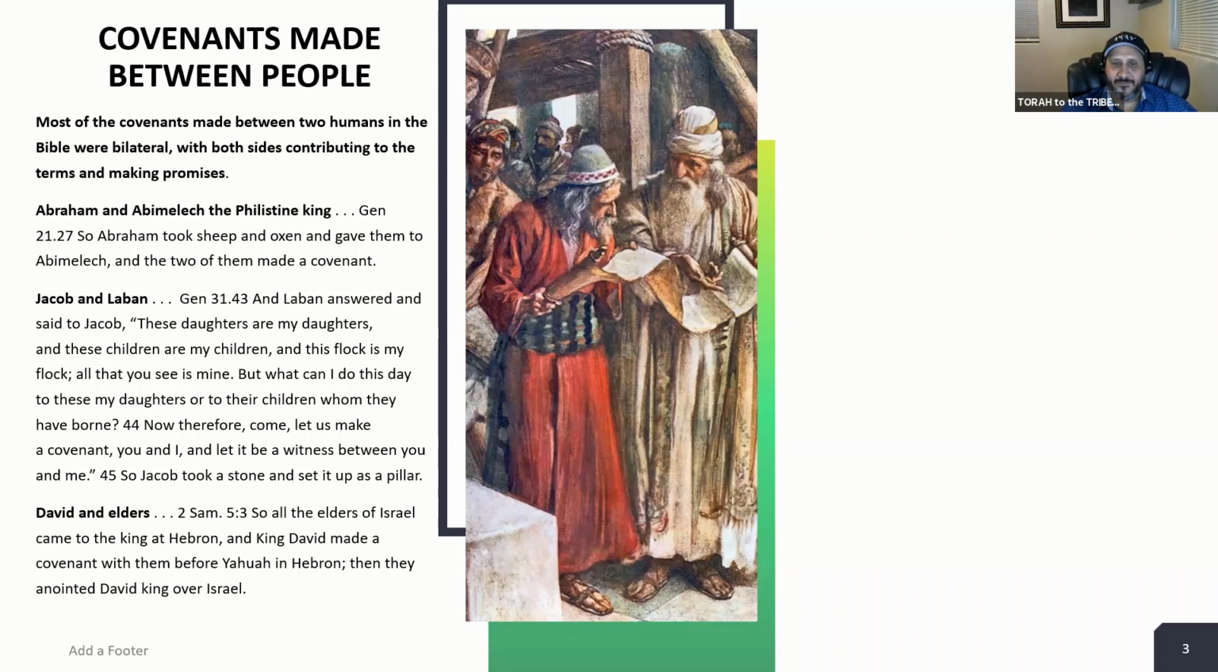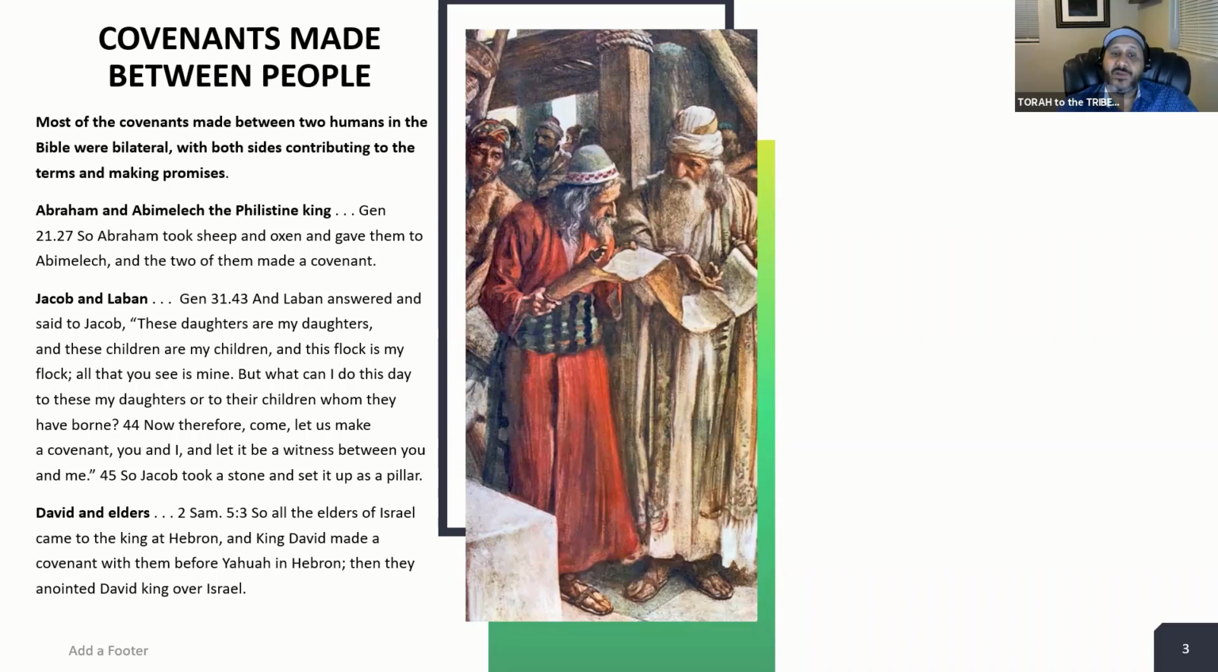Abraham and Abimelech, we have another covenant here. We have Abimelech, the Philistine king, in Genesis 21:27. Abraham took sheep and oxen and gave them to Abimelech, and the two of them made a covenant, a treaty, granting Abraham a well that was seized by Abimelech's servants earlier, and assurance that Abimelech would receive equitable treatment for years to come from Abraham. As a result of making this mutual oath, the well was named Beersheba, well of the oaths.